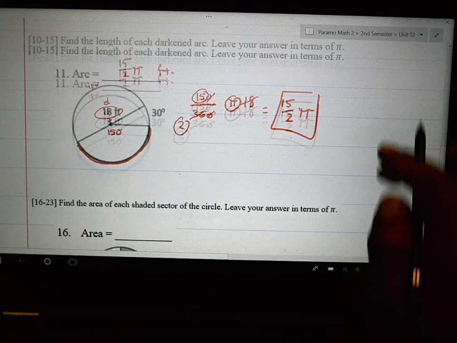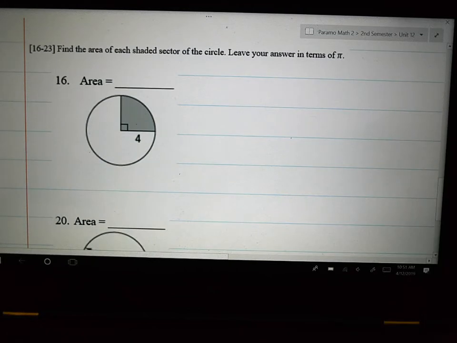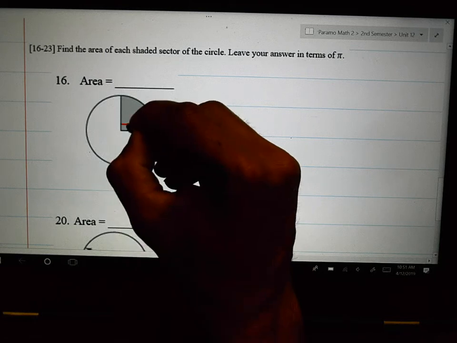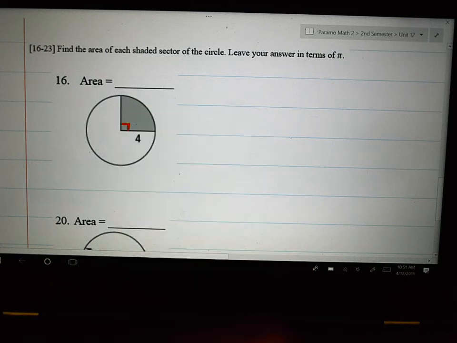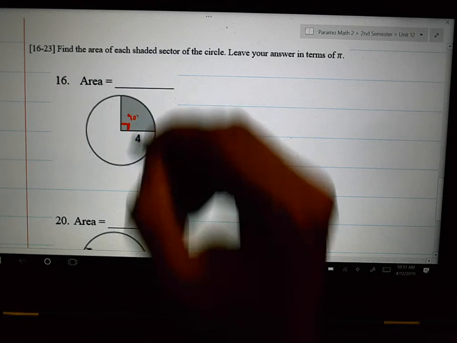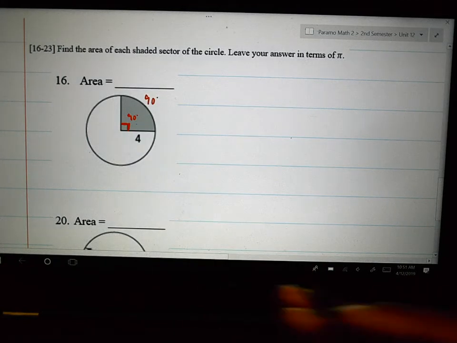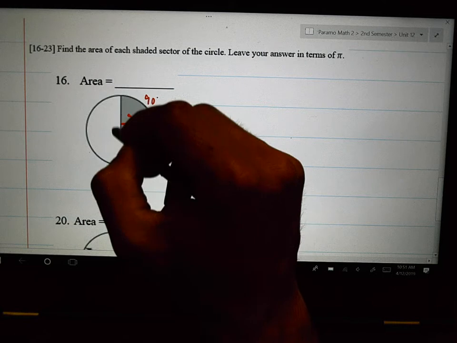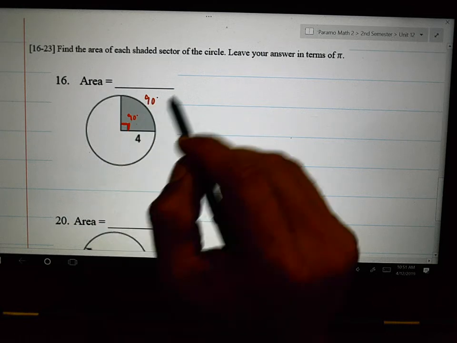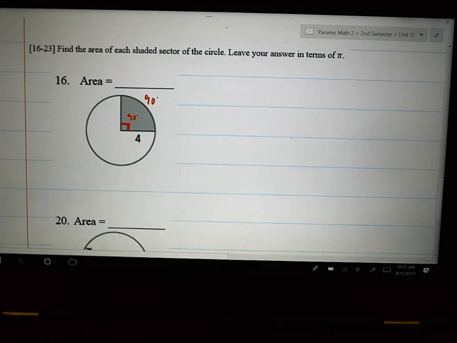Next example. Now they're asking us for area. They didn't give us any degrees, but they did give us this symbol, and I know how many degrees that symbol is. That is 90 degrees, which means the arc is the same. It is equal to it because it's a central angle. Central angles are equal to their arcs. Only inscribed angles and tangents are half.